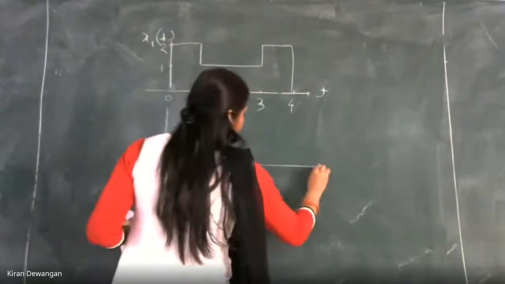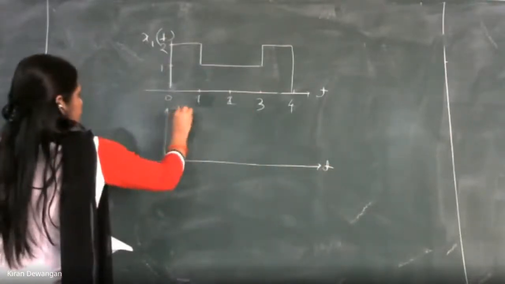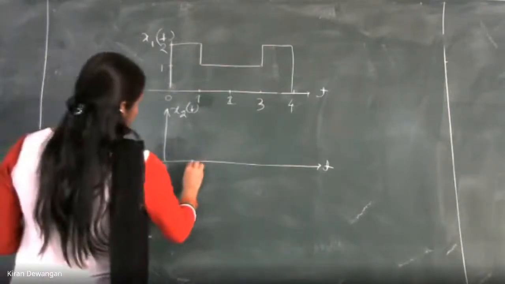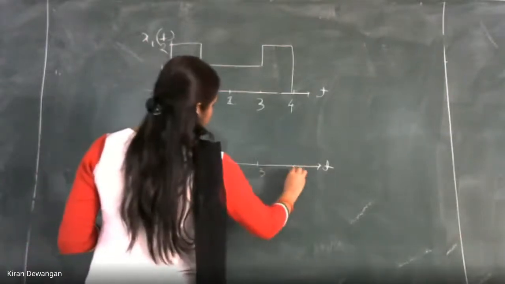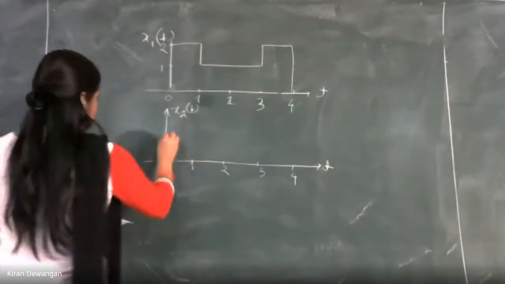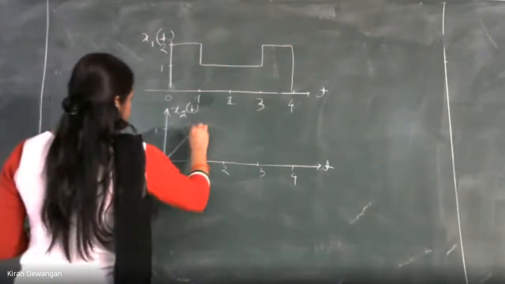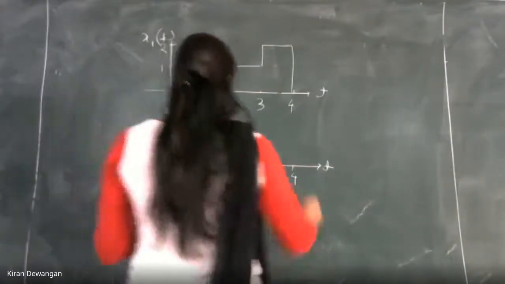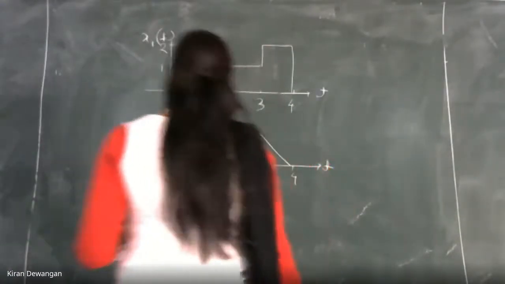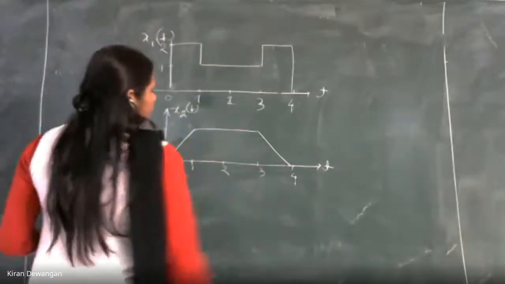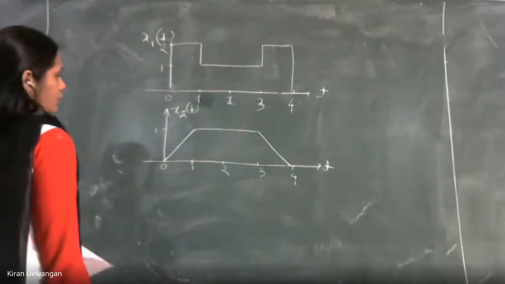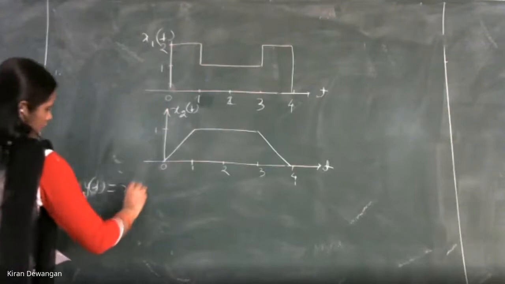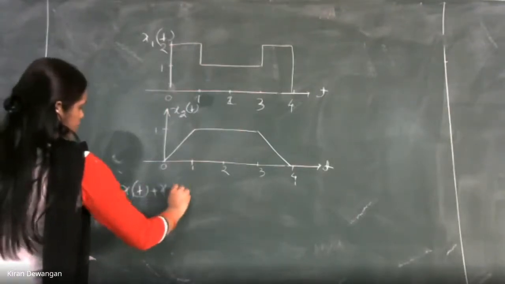And we have another signal which is x2(t). x2(t) is drawn as 0, 1, 2, 3, 4. Now in this one, it is increasing from 0 to 1. From 1 to 3 it is constant, and at 3 there is a decay, so it's a reducing value between 3 to 4. Now we have to perform y(t), which is x1(t) plus x2(t).